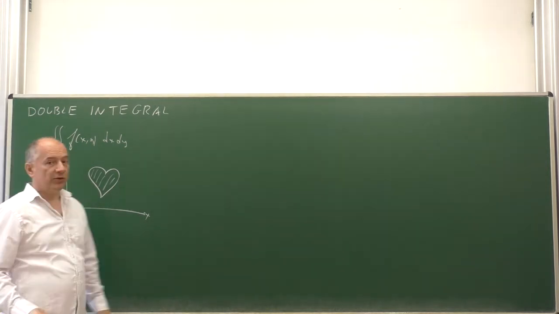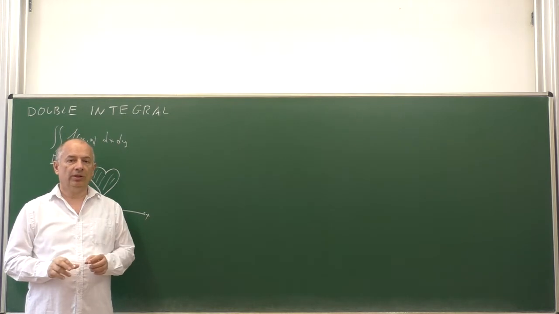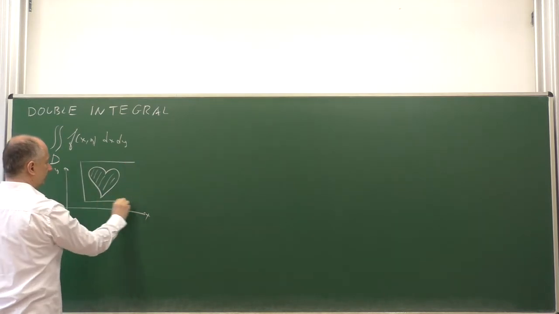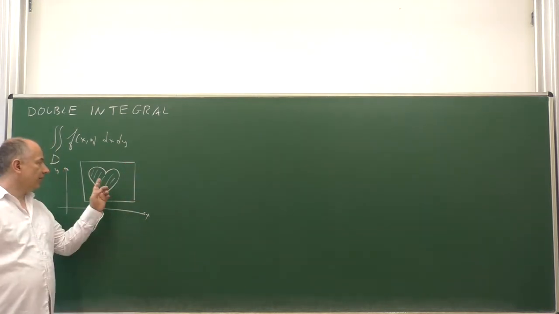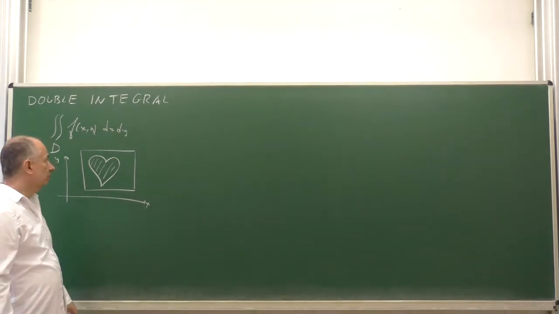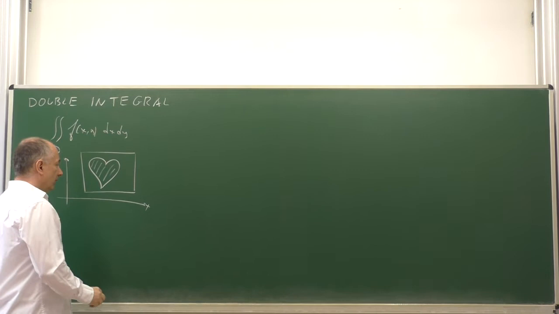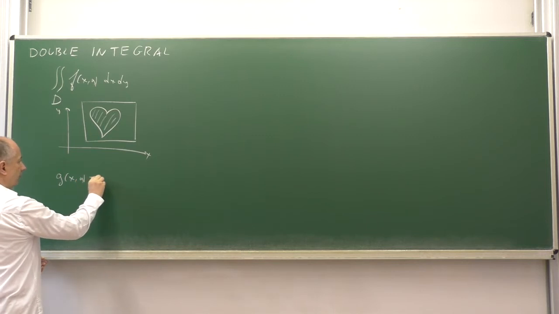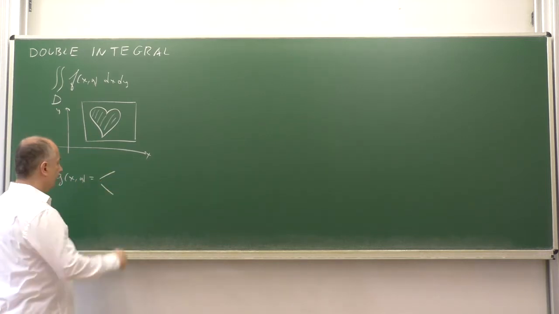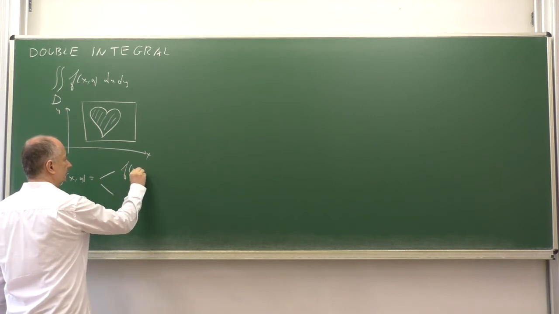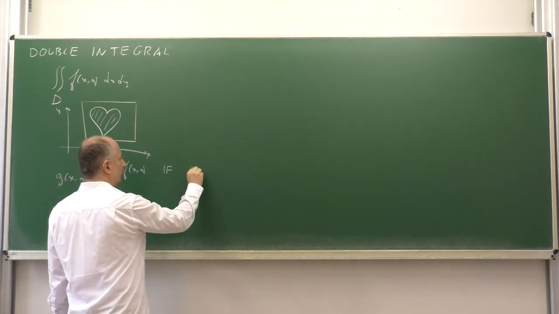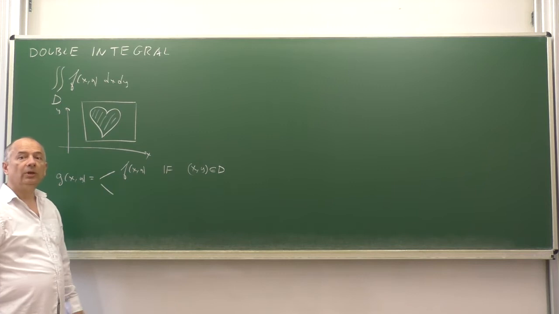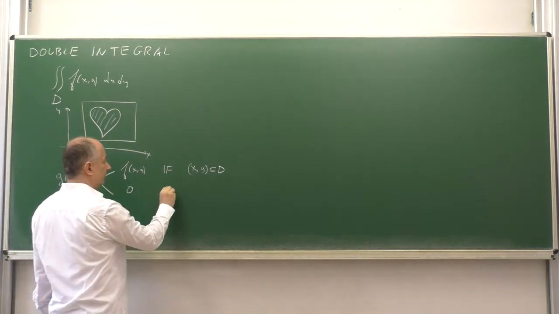Then, as we know what is the double integral over a rectangle, we can think of a large rectangle such that the set is a subset of this large rectangle. And then we define a function g, which will be defined in two ways. It is equal to f if the point (x,y) is in D, and it is equal to 0 otherwise.